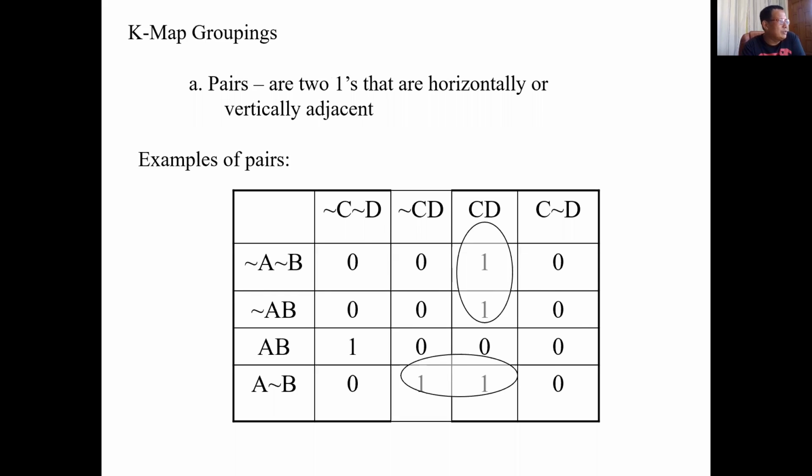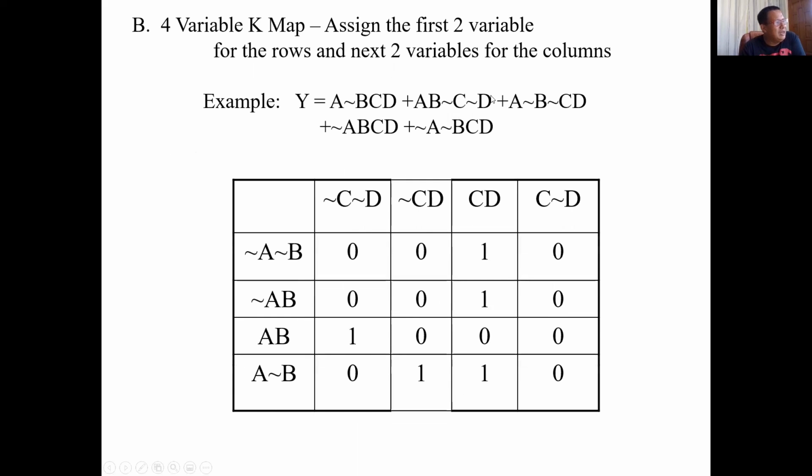The original expression. Kapag ganito, ilang AND gates? You will need 1, 2, 3, 4, 5 AND gates, 4 input AND gates. Okay? You will have 1, 4 input OR gate. And how many wires do you need? 1, 2, 3, 4, 5.